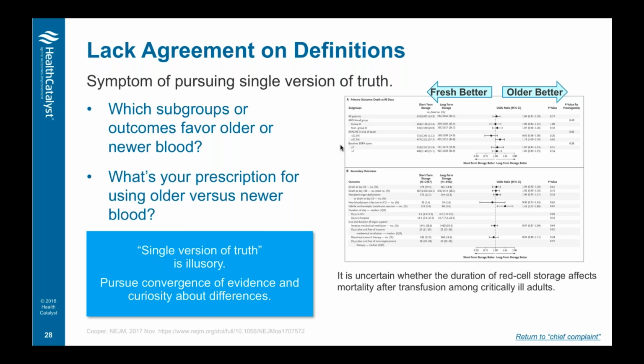We have differences in whether people would like to pursue aggressive or less aggressive treatments based on their goals and preferences. So we know that we're not going to have perfect definitions in health and healthcare because our members and patients have differences of opinion about what would count as best for them. So instead, what we suggest, rather than pursuing the single version of truth, is to pursue a convergence of evidence and then approach differences with curiosity as an opportunity to understand.